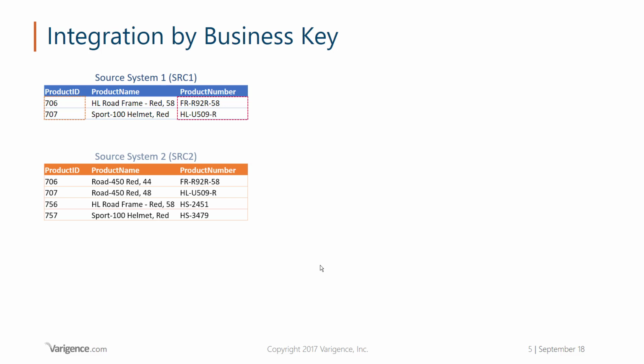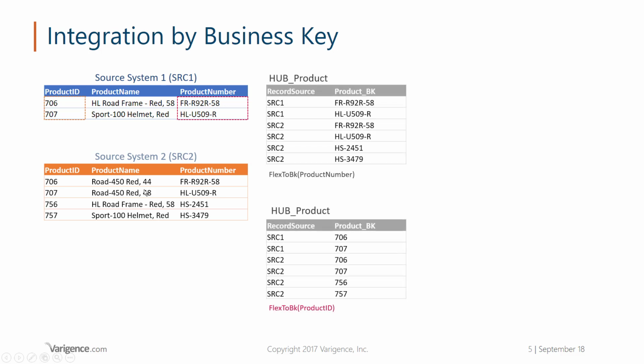But let's bring in a second source system. Let's just say you have a second source system and it has the same product ID. So as you can see here, the product number is the same, but the product is actually not the same. The product ID is the same, but again, it's not the same product here. So you have a mix of product IDs and combinations here.